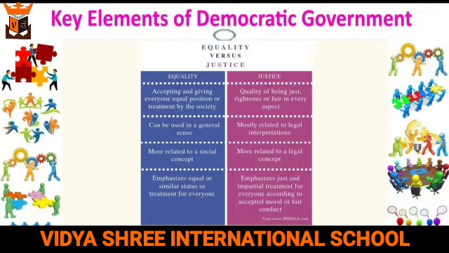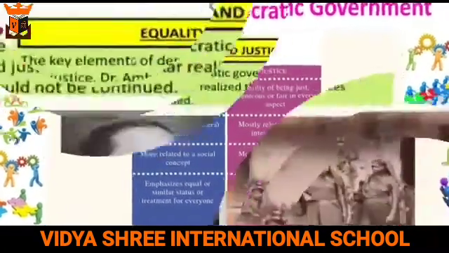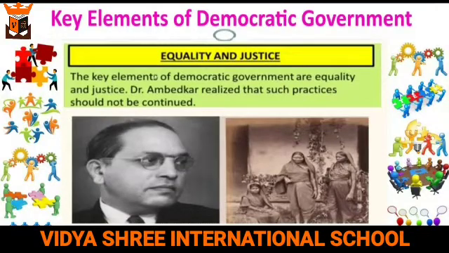Equality and justice. One of the key ideas of a democratic government is its commitment to equality and justice. Equality and justice are inseparable. The earlier practice of untouchability is now banned by law. This group of people were denied education, transport, or medical facilities, and even the chance to offer prayers. Dr. Ambedkar, whom you have read about earlier in this book, and many others like him, realized that such practices must not continue and that justice can only be achieved when people are treated equally.